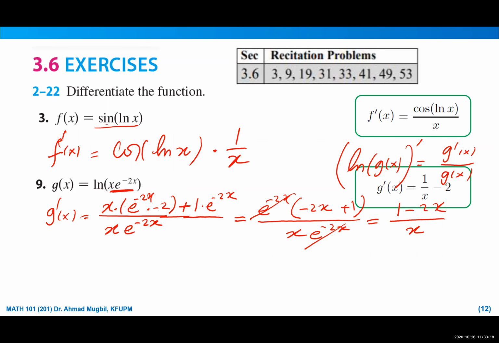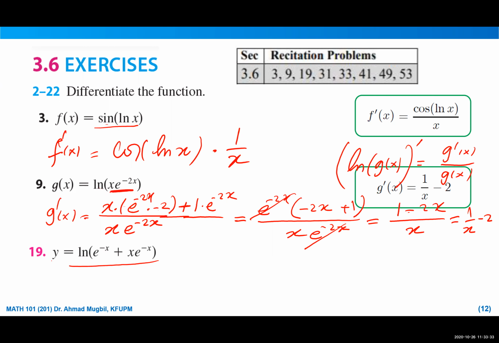The final answer is here. You can simplify it, by the way, more. It will be 1 over x minus 2. You can simplify as much as you can. Let's take another example. Now the same idea here.